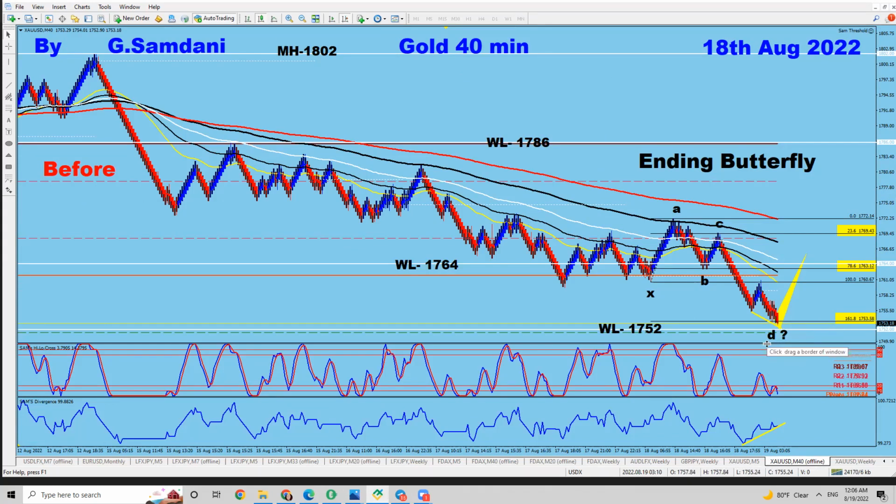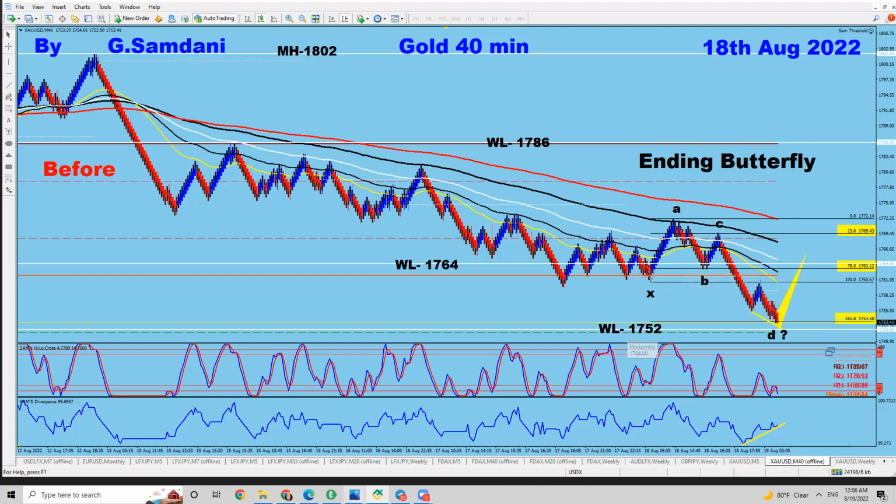Another thing to note is that we have a very nice divergence here. This is my divergence indicator. You can see the price is making a lower low, but this indicator is clearly making a higher low. It refused to come down with the price. So this is exactly where the 161 is.